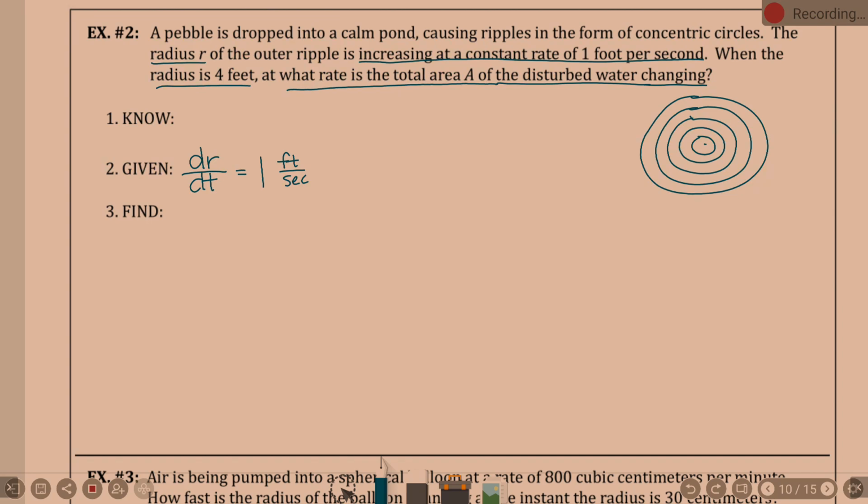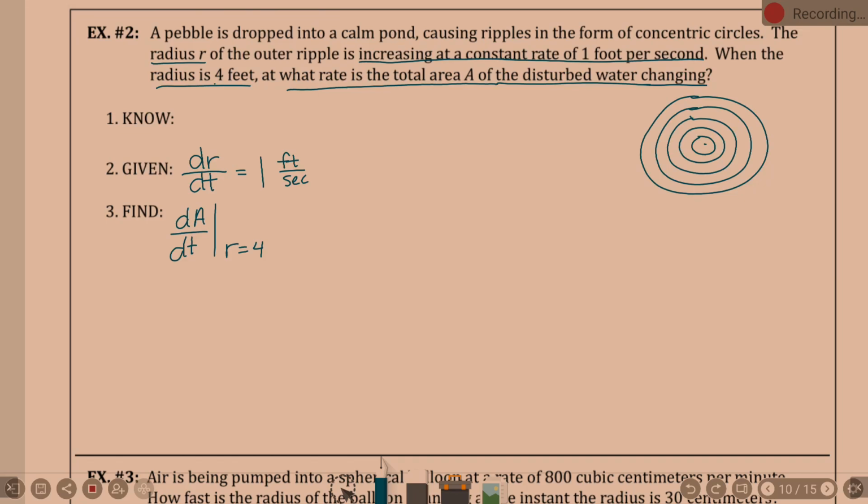So what are they asking us to find? Not just area, but the change in the area. How am I going to write the change in area? They're asking me to find dA over dt when the radius is 4. Okay, are you with me there? Yeah. I'm just trying to identify everything.